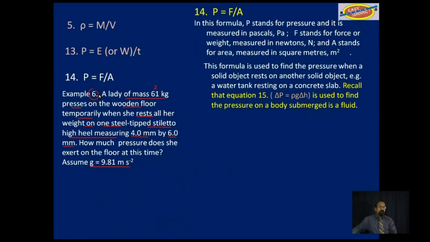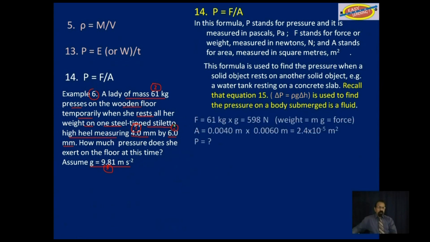Notice that is two significant figures. This is two significant figures. That is two significant figures. This is three significant figures. So our answer can only have two significant figures. So her mass is 61 kilograms. We need to convert that to newtons by multiplying by g, since weight is equal to mg. So we get 598 newtons.